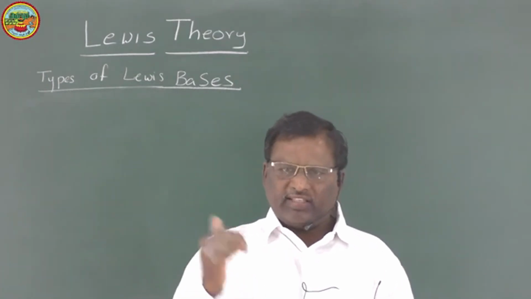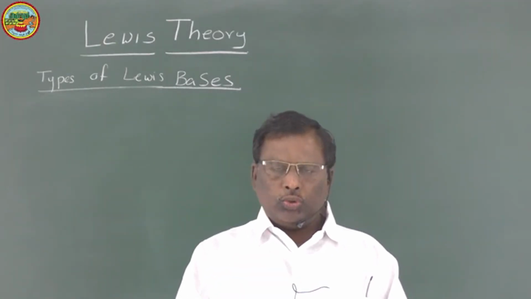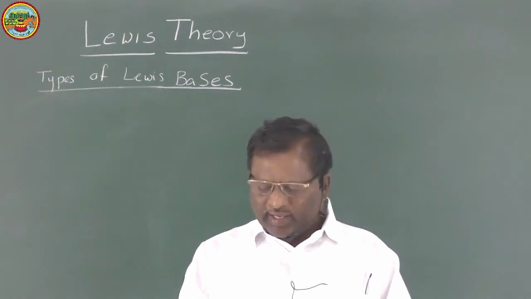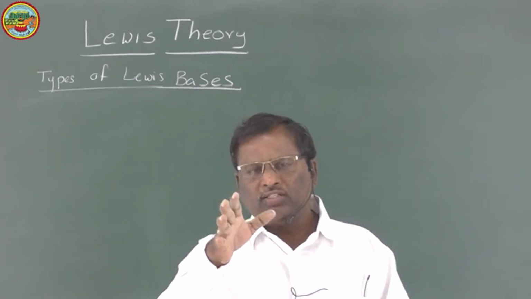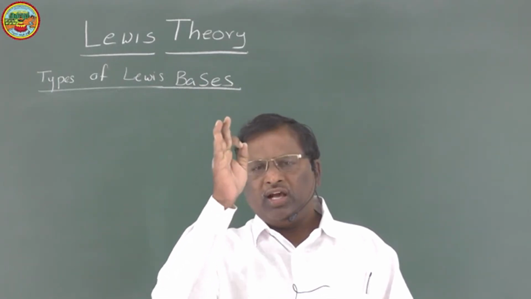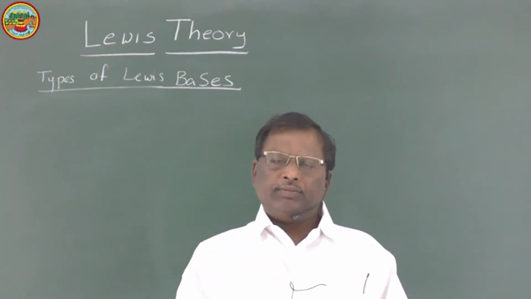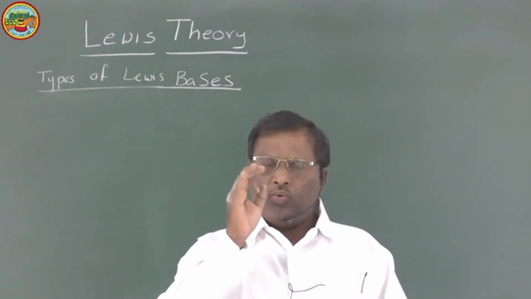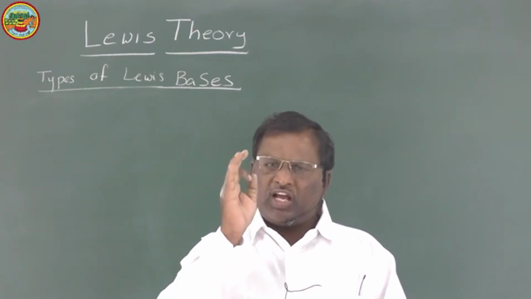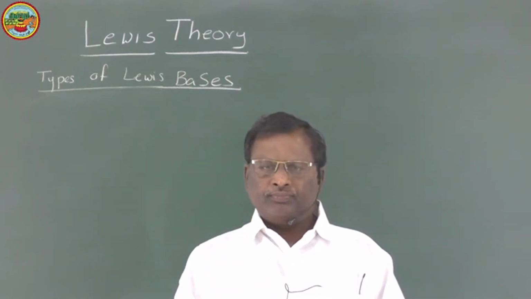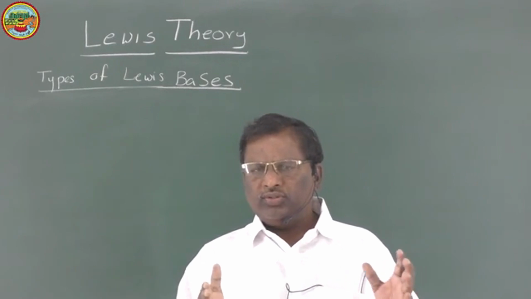Now here also, just like acids, we can classify the Lewis bases into three types. One is the molecules which have a non-bonding pair of electrons in the valency shell of their central atom; these are considered Lewis bases. Lewis bases are species which have a lone pair of electrons in the valency shell of their central atom. What is the meaning? How do you know such species?